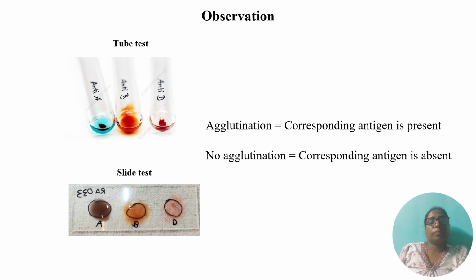After performing the test, we need to observe the reaction carefully. The agglutination indicates that the corresponding antigen is present on the red blood cells. No agglutination indicates that the antigen is absent. Both the slide test and tube test are interpreted using this principle. Moving to the next slide.